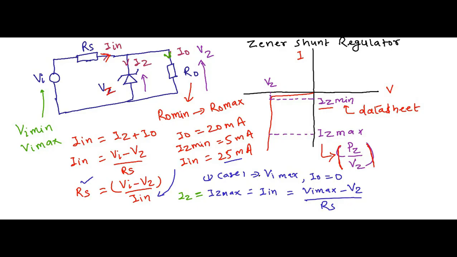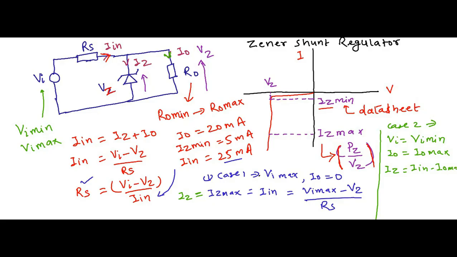Let us understand case number 2, which is very important. Let's say your Vi equals Vi minimum, the minimum input voltage, and your I naught equals I naught maximum. Then what is going to be your Iz? Your Iz equals I in minus I naught max.